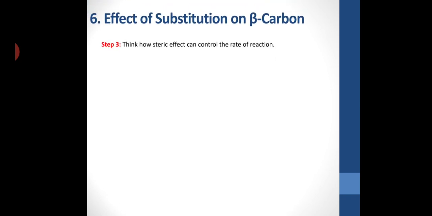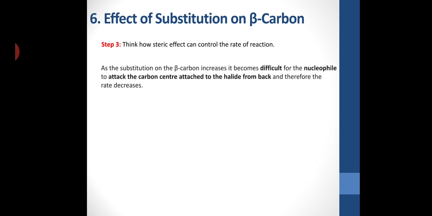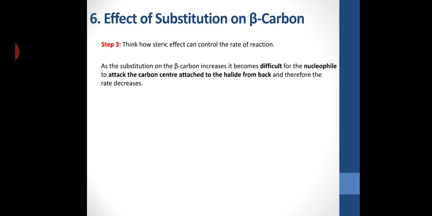Step 3. Think how steric effect controls the rate of the reaction. As we move along the series, substitution increases at the beta carbon. This makes the approach of the nucleophile to the central carbon difficult and the SN2 reaction rate decreases.